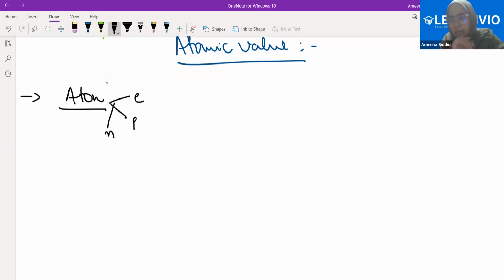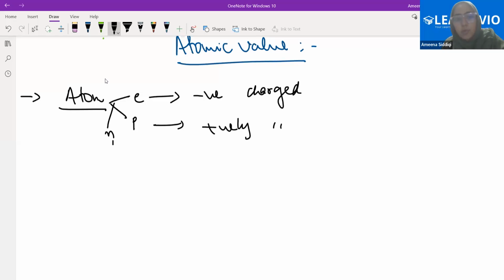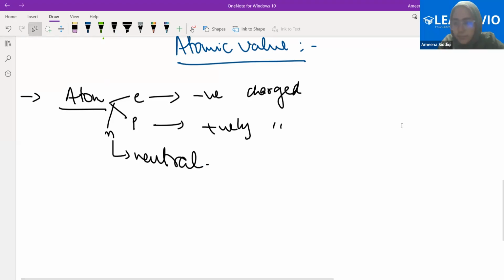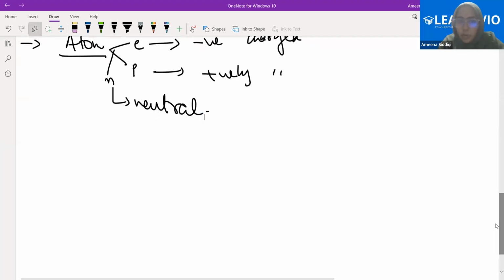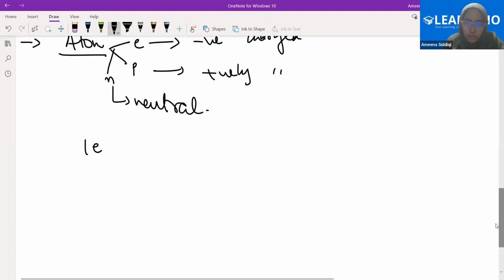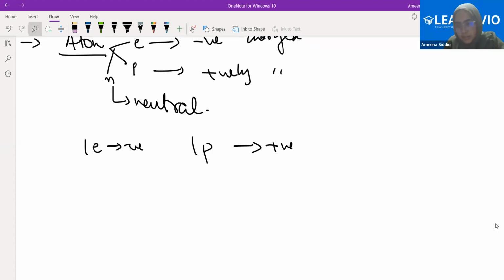That is the chemical part of the atom. To understand the atom, let's first quickly try to understand the electron, proton, and neutron. The electron is a negatively charged subatomic particle. The proton is positively charged. The neutron is neutral. Now, one electron and one proton: one proton has a positive charge, one electron has a negative charge.